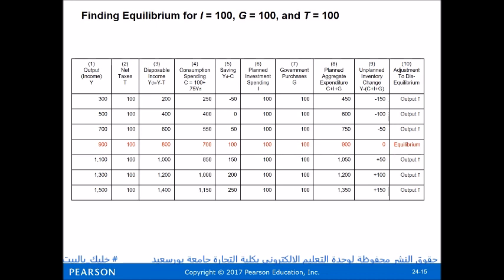If we use the second approach, the saving plus taxes equal to investment plus government spending approach, we will find that the sum of I and G, which is 200, will equal the sum of S, which is 100, and taxes, which is also 100, at the equilibrium level of output, which is Y.